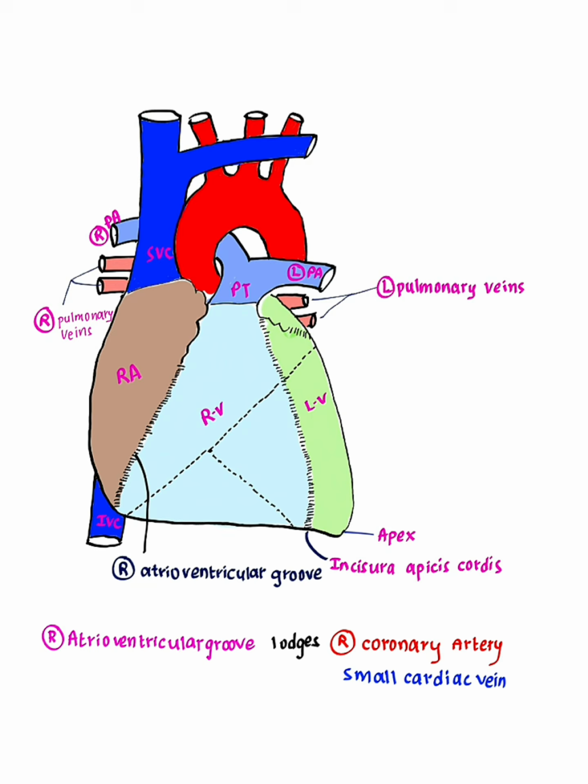Atrioventricular groove. Right atrioventricular groove separates right atrium from right ventricle. It lodges right coronary artery and small cardiac vein.